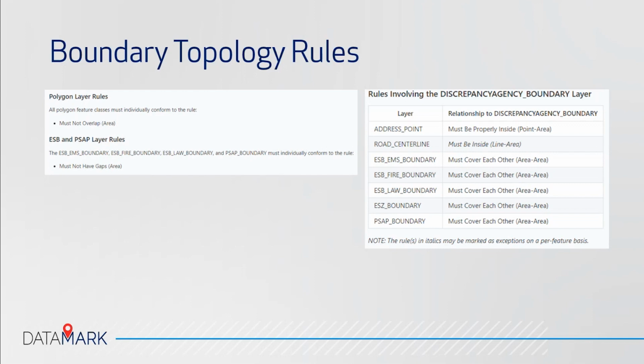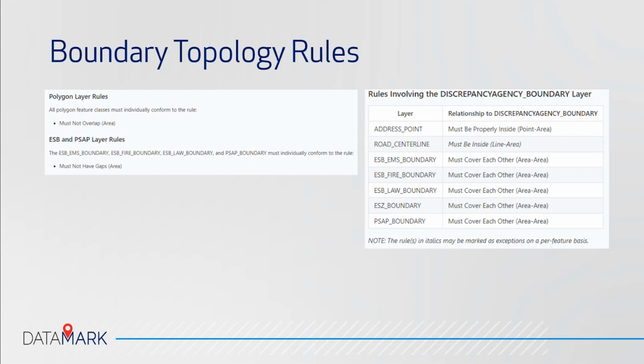When it says must cover each other, what that means is that the boundary has to fully encompass. So your EMS boundary has to fully encompass the area of your discrepancy agency boundary. It's like if you lay one boundary over another, you should not have any blank space. You should not have any holes in your boundaries. You should not have any big areas. Everything has to align with one another. That's what must cover each other means. One boundary has to cover the other and has to align fully. So that's the case for all three of the ESBs, the ESZ, and the PSAP boundary.